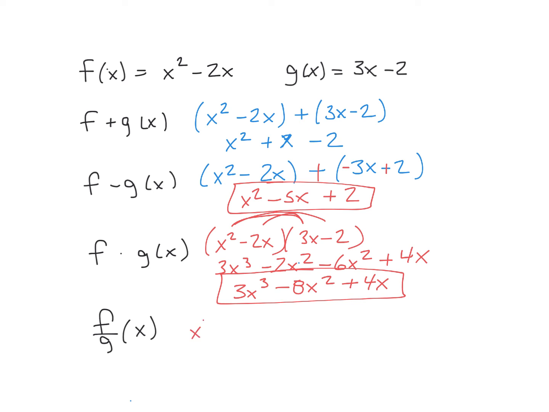Division here, I'm going to take x squared minus 2x and divide by 3x minus 2. This one here, you can see you could take an x out of the top, but that would leave you with x minus 2. Nothing would cancel. So that's basically our quotient there. And then we'd have to say that x cannot be a positive 2/3, because that's what makes the denominator 0.